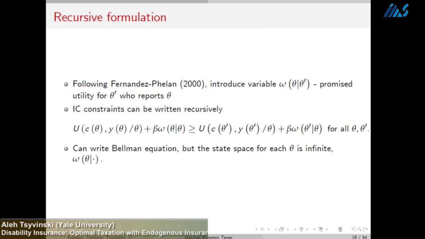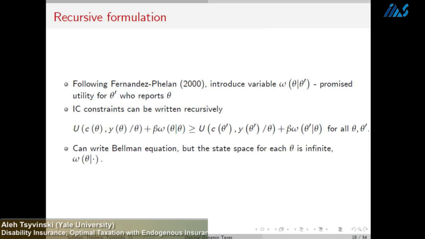Okay. All right. So how does one do recursive formulation? I'm going to talk a little bit about the general way how to do it. There is a solution which always works, which is to do what Fernandez and Phelan did. They say the following: let's introduce a promised utility, a threat-keeping utility, which is a function of your type theta prime yesterday and your type today, and it promises utility for a type theta prime who reports theta today.